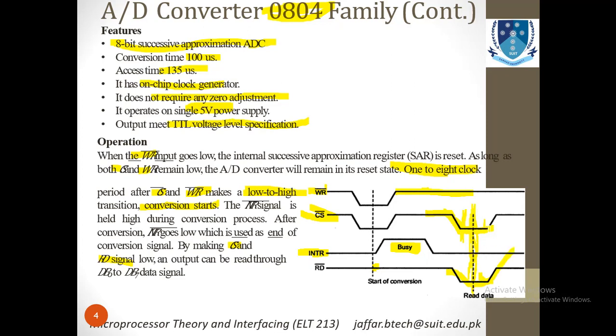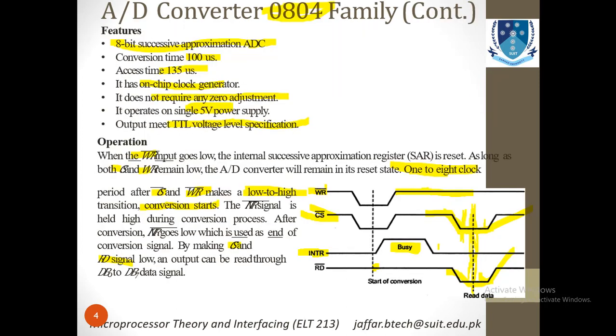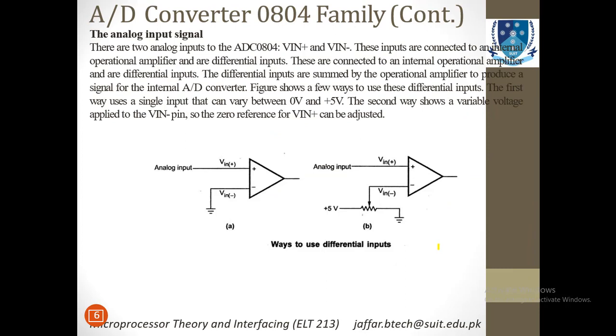At this point you will be reading your data. And how do you read your data? By taking that to these output ports, that is from DB0 to DB7. So this was the whole small process for this. Let's talk about the internal circuitry of this ADC.